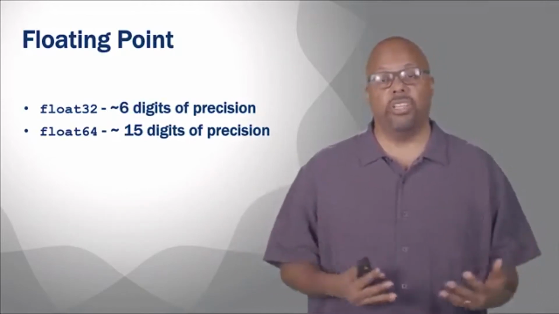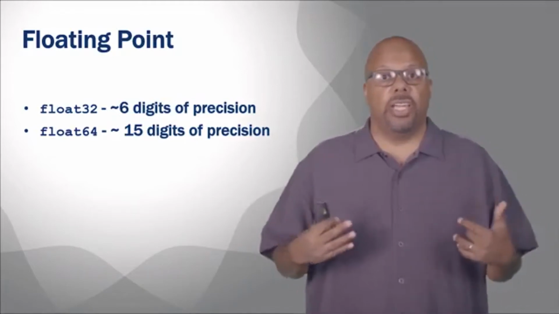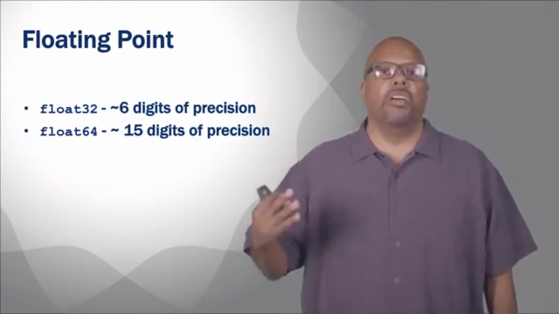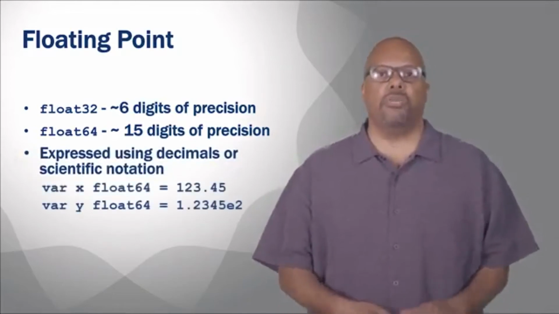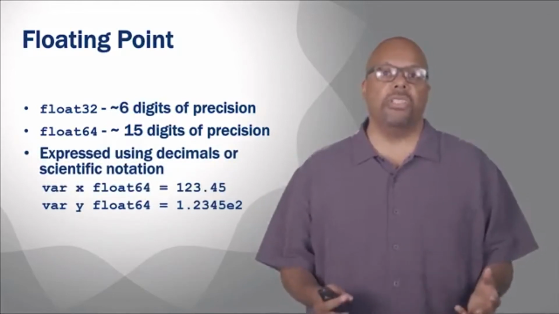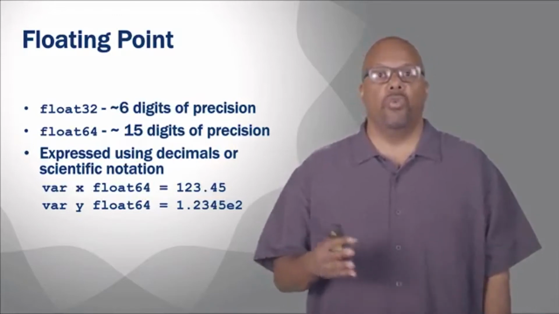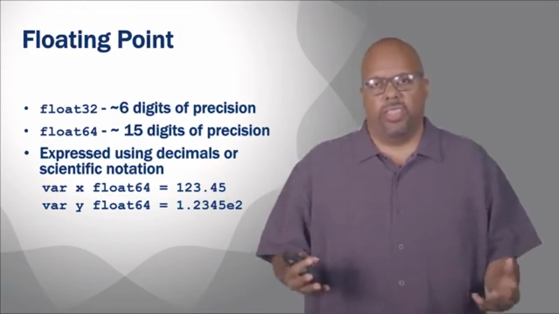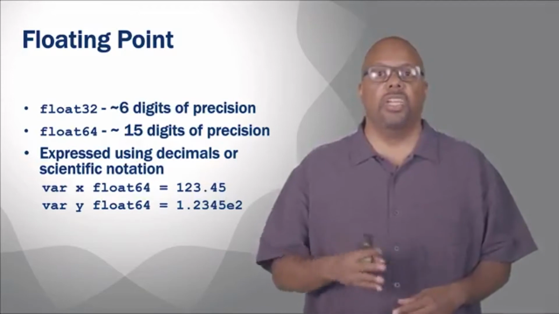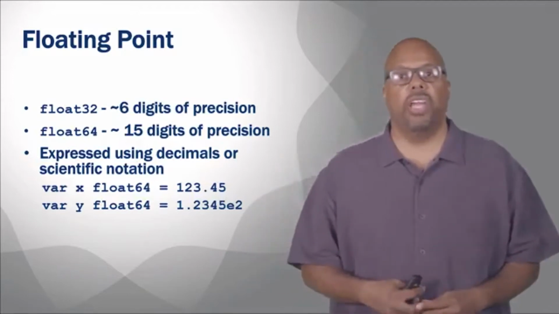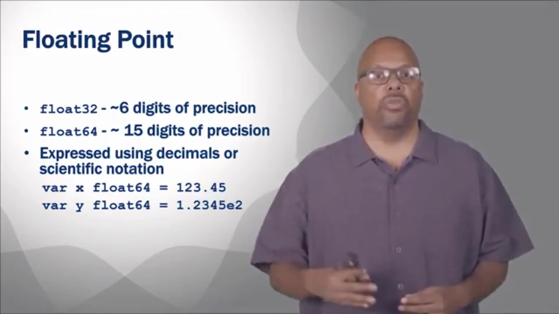Of course, there's a space issue, right? You use more memory if you make them longer. And performance changes too. But still, precision errors are an issue sometimes. You can express floating point numbers with decimals or in scientific notation. So we can see var x is float64, 123.45, right? That's a decimal. It'll make it a floating point representation. Also, you can represent the same thing scientifically with this e as the exponent for the 10. This is base 10, so e2 means 10 to the 2.